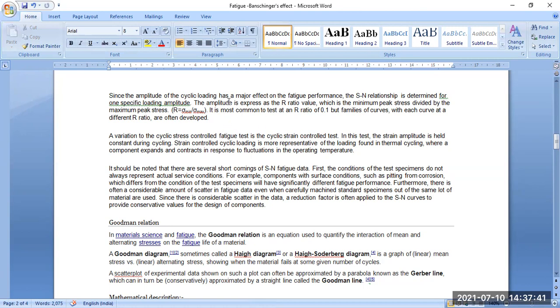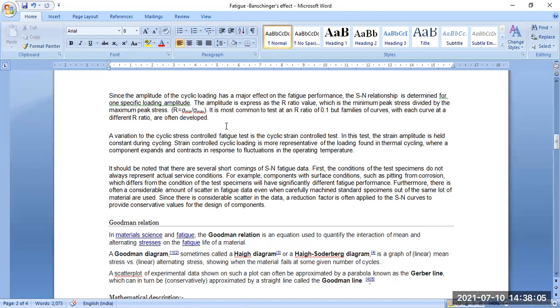The amplitude of the cyclic loading always has a major effect on the fatigue performance, and the SN relationship is determined for a specific loading amplitude. It is most common to test at an R or magnitude ratio equal to 0.1, but families of curves with different R ratios can be developed.